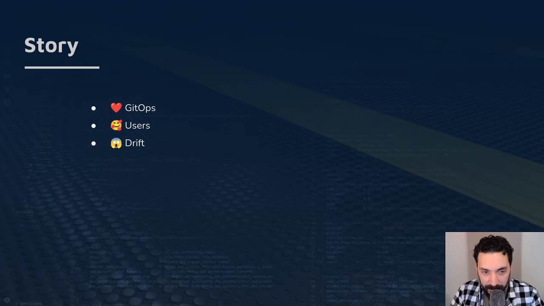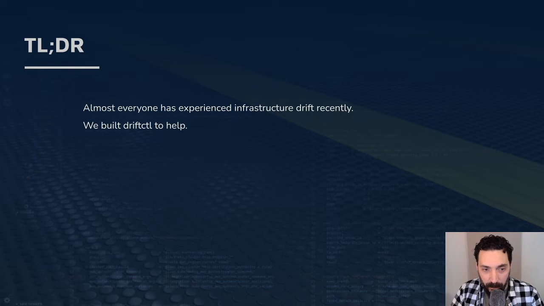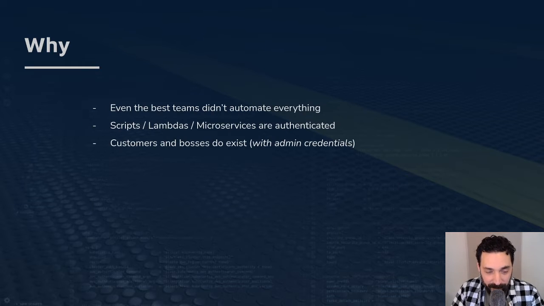And basically, we asked others. We asked CTOs, DevOps, SREs, etc., hundreds of them, and they answered basically a very similar thing. So we gathered all the answers in a single report. Basically, what everyone we talked to told us was that they experienced infrastructure drift recently. So in the end, that's the reason why we built this open source tool called Drift Control, driftctl, to help. So why is drift happening?